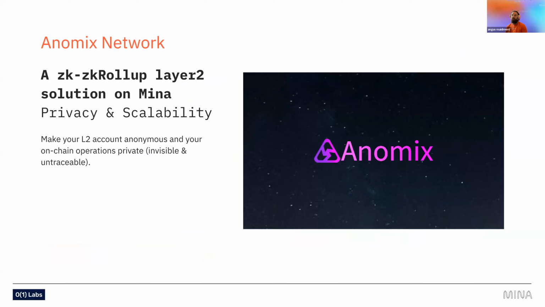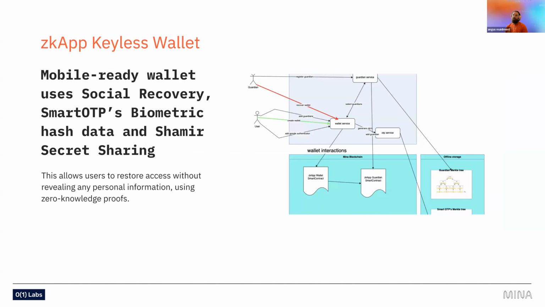I also was going to just take a quick look at a few of the projects that we've seen come out of ZK Ignite Cohort 1. So there's one called Anomics Network, which is a really cool ZK rollup based layer 2 solution on top of Mina Protocol, which gives a lot of scalability and privacy. So that's really cool.